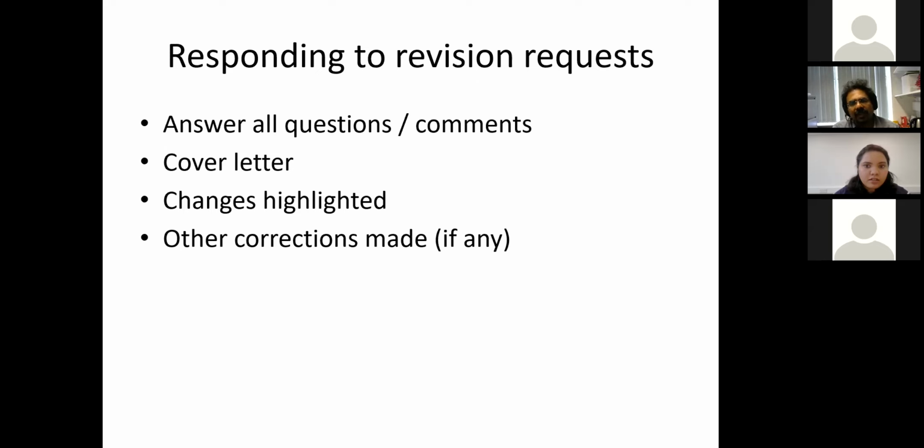You also have to say what other corrections were made. You may have corrected a few typos. You may have added an additional paragraph which was not requested by the referees, but you have to highlight that part too.